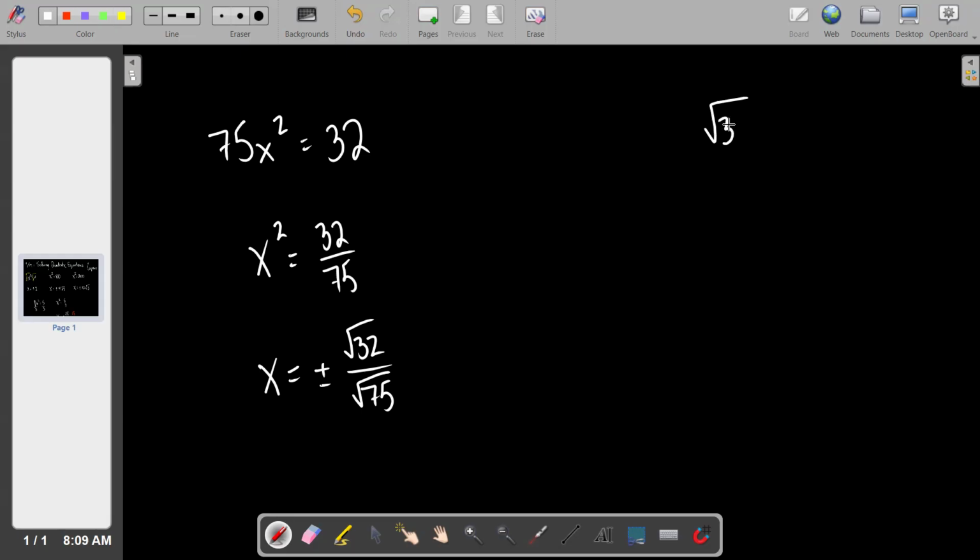What's root 32? We've seen him. Correct. Remember, he starts as a root of 16 and a root of 2. So the top is now 4 roots of 2. Got to grab that low-hanging fruit while you can, right? And what's the 75 going to break down into? We've seen this one before.